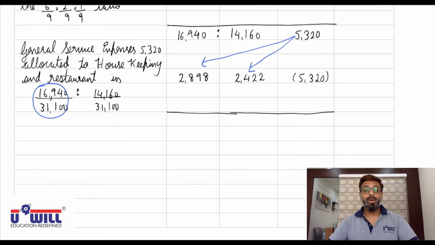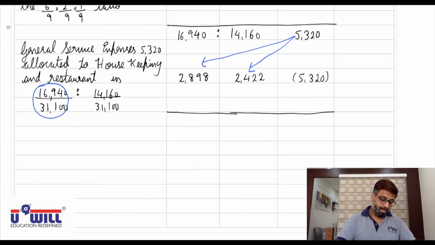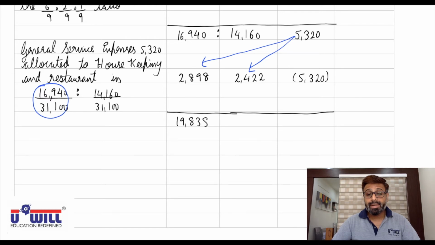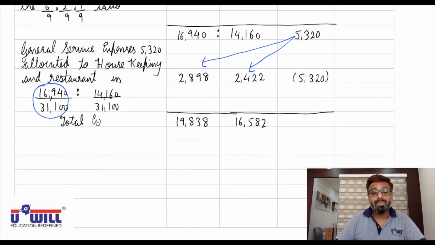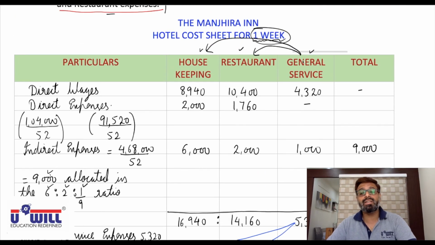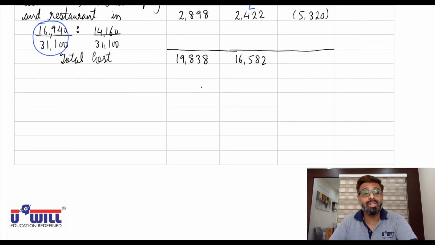Now what will happen? 16940 plus 2898. So that will come to 19838. Okay, 19838 and 14160 plus 2422, that will come to 16582. This is the total cost so far of housekeeping department and restaurant department, which has absorbed the amount of general service also. Now we will continue with these two departments only.